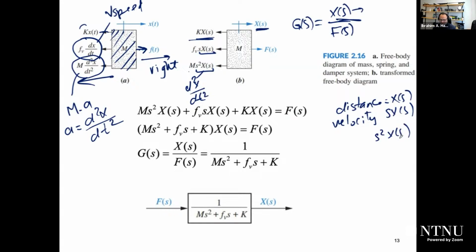So now we will look into this diagram and write an equation. Forces on the right-hand side will equal the forces on the left-hand side, right? We can start with the left-hand side. At equilibrium, the summation of forces here equals the summation of forces on the right-hand side. So we will sum them. On this side, we will start with the highest power. So it will be m s square x of s plus fv s x of s plus k x of s equals, on the other side, f of s, right?